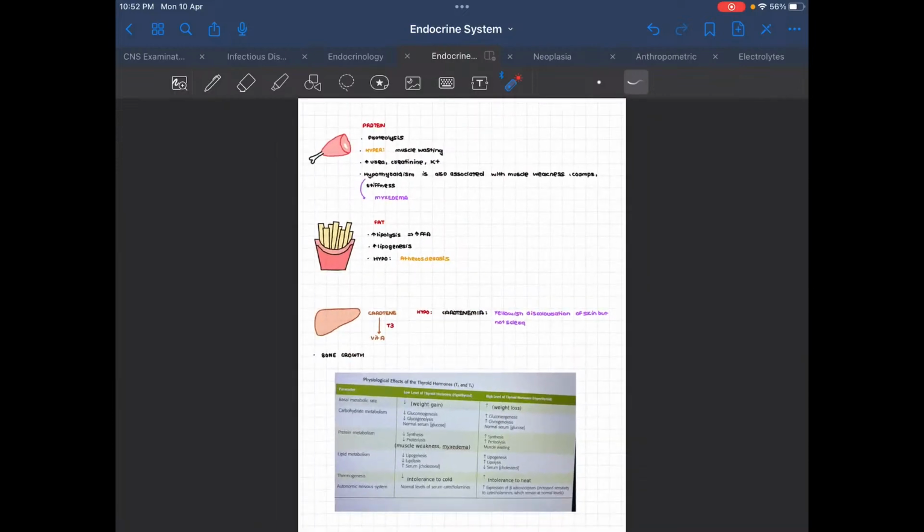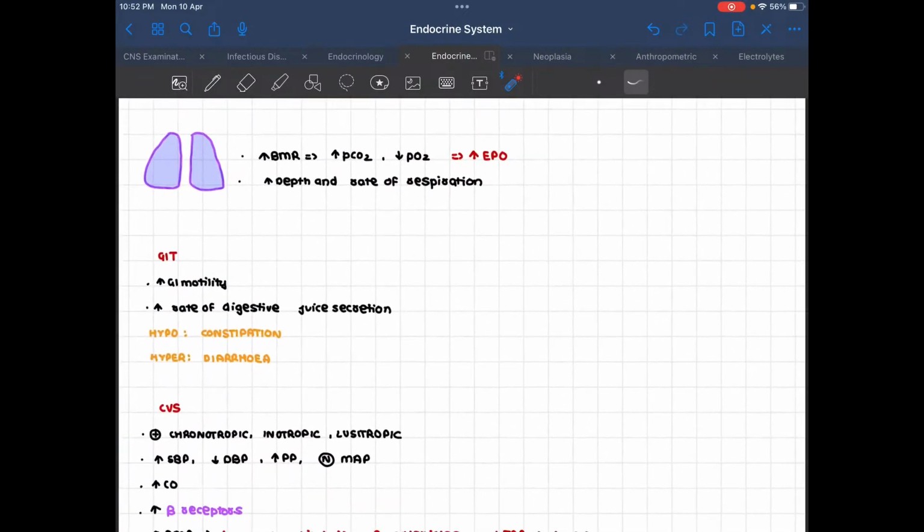आज का हमारा discussion नहीं है ये. Okay, we're going to proceed further. We are only going to study the physiological effects. Okay, the basal metabolic rate is getting increased.